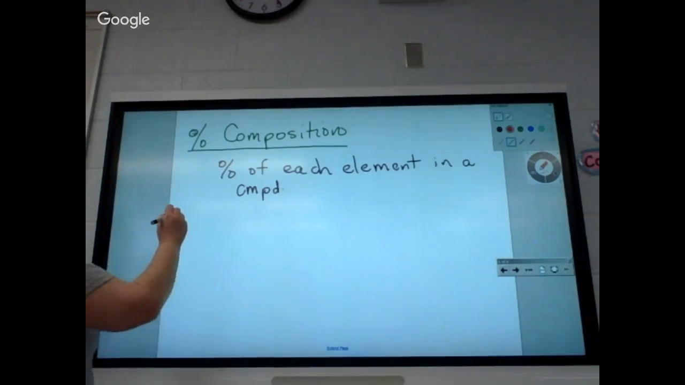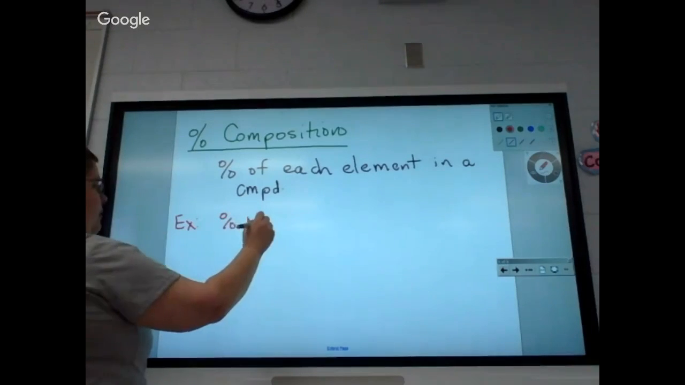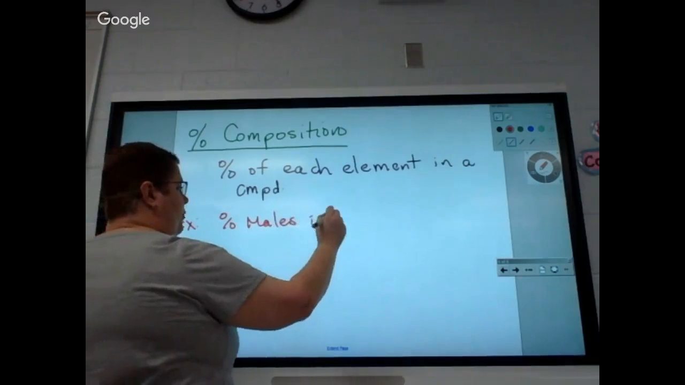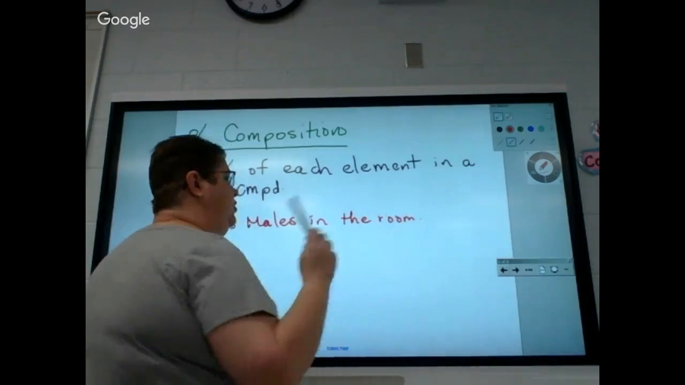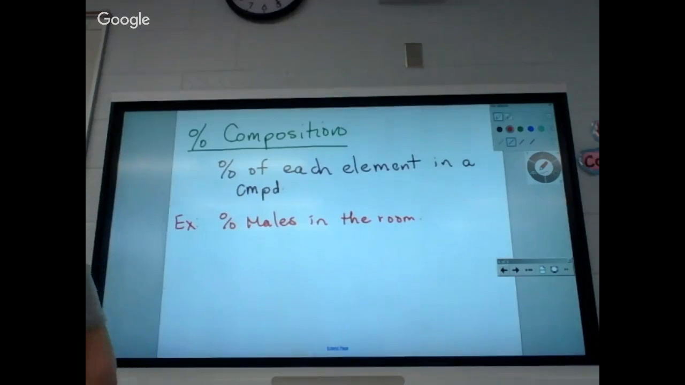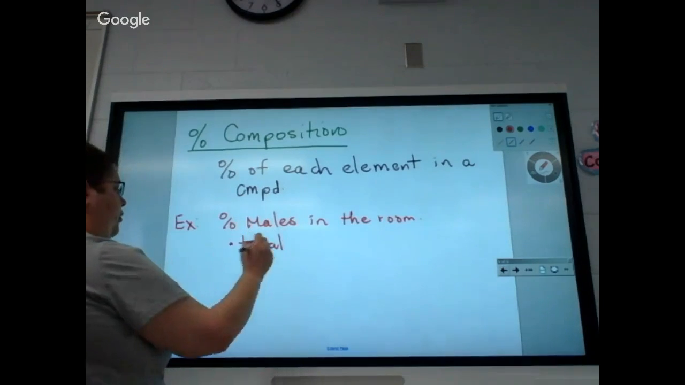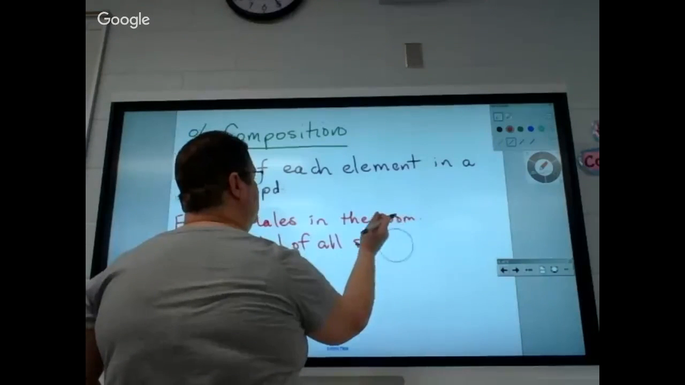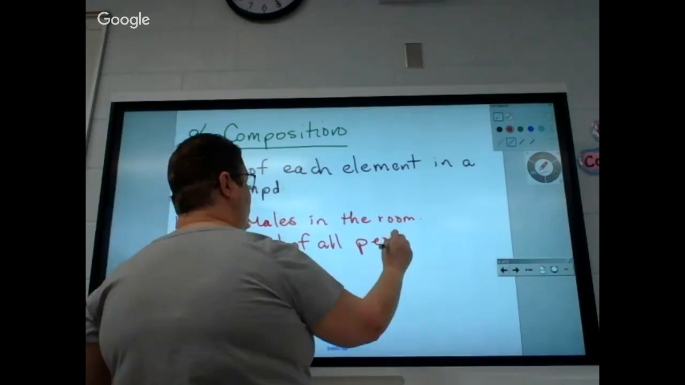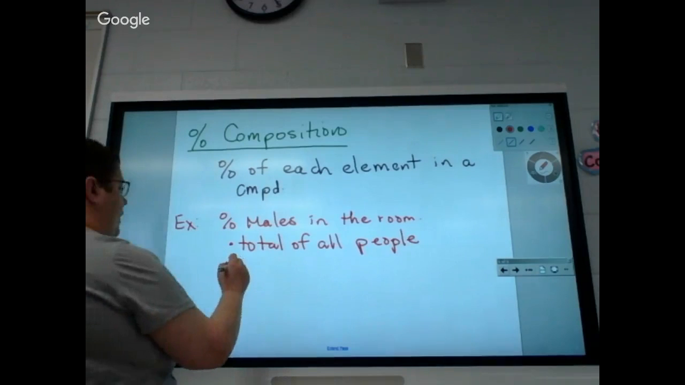So let's say, just as an example, that I ask you to find the percent males in the room. Tell me what things you would need to find the percent males in the room. Okay, total number of what? Okay, you would need the total of all students or people. Let me just say people. We'll count me too. Okay, the total of all people. And what else would we need? Total number of what? Total number of males. Okay.